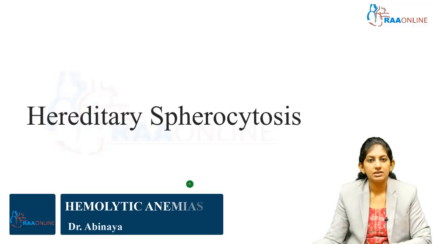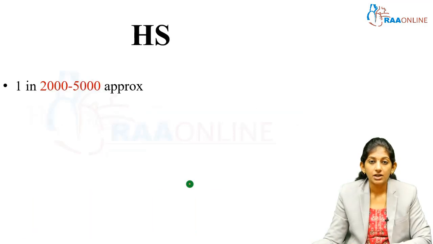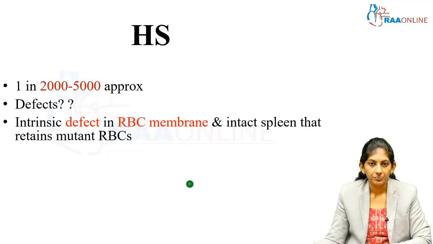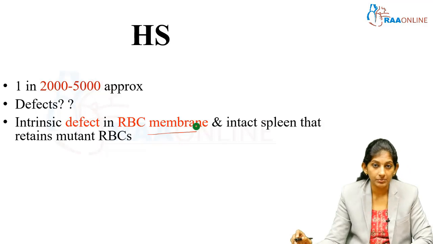So first we will start with a very common hemolytic anemia, hereditary spherocytosis. Hereditary spherocytosis incidence is 1 in 2000 to 5000 approximately. This is a worldwide picture. What exactly, or where exactly, is the defect present? In hereditary spherocytosis, the defect is in the RBC membrane.